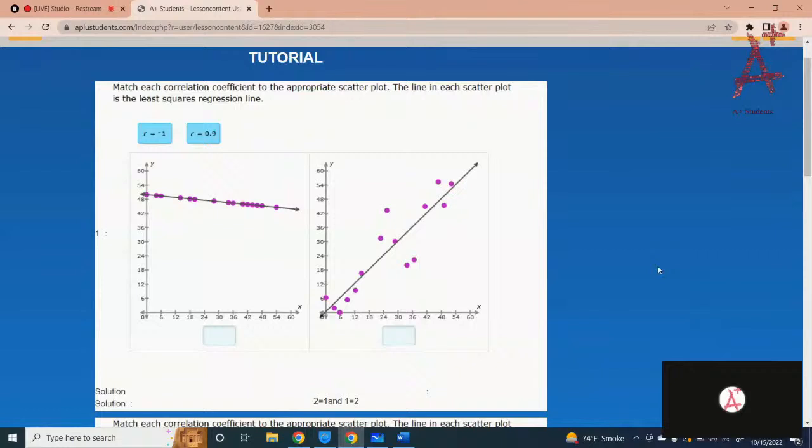Okay, so here for the first one, when the x values are increasing, the y values are decreasing. Got it? For the first one, that means r equals -1. Got it? Because x is increasing and y is decreasing. And for the second one, as x is increasing, y is also increasing, so it equals 1. Got it?